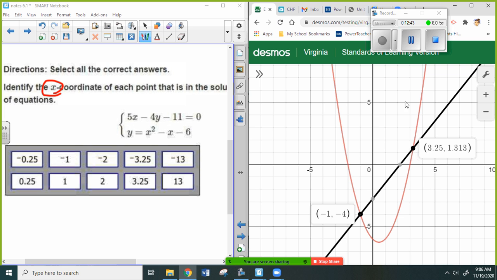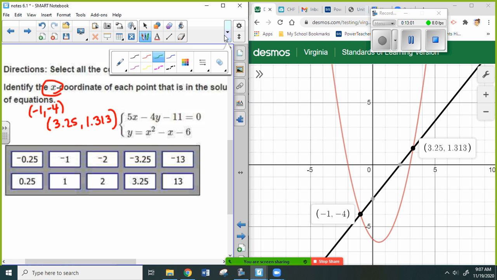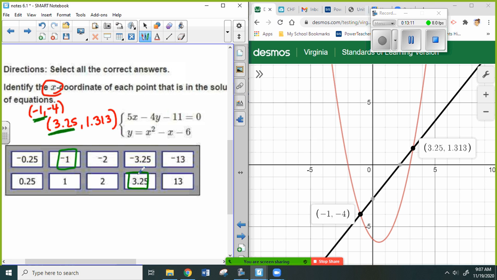Even though there are 2 points, if it wasn't a multiple choice or select all type, you would need both parts of it. But this question specifically asked for the x value. And remember, those are the first numbers in your ordered pair. So you would select the appropriate answer choices. Any questions on graphing or solving systems by graphing?